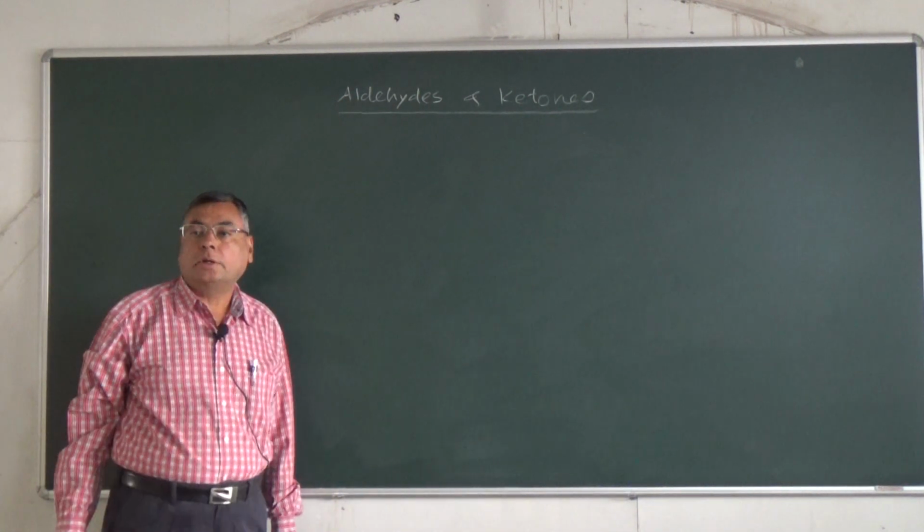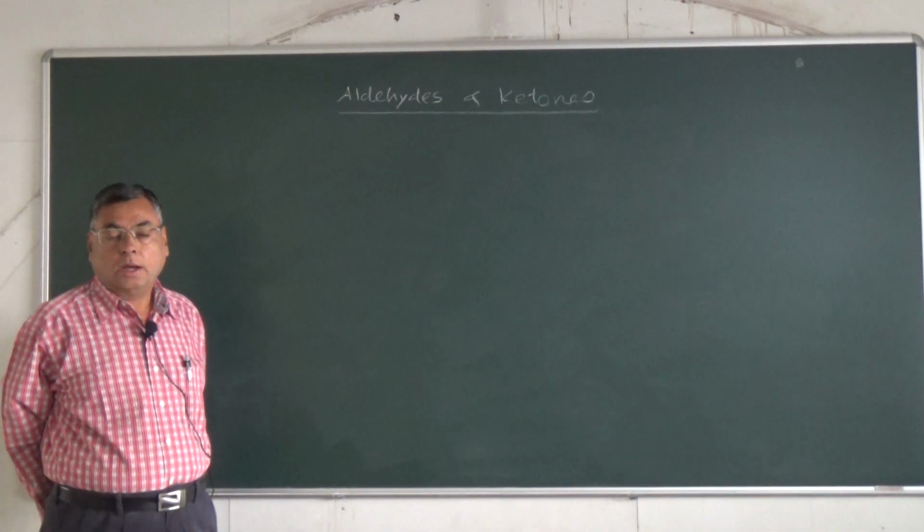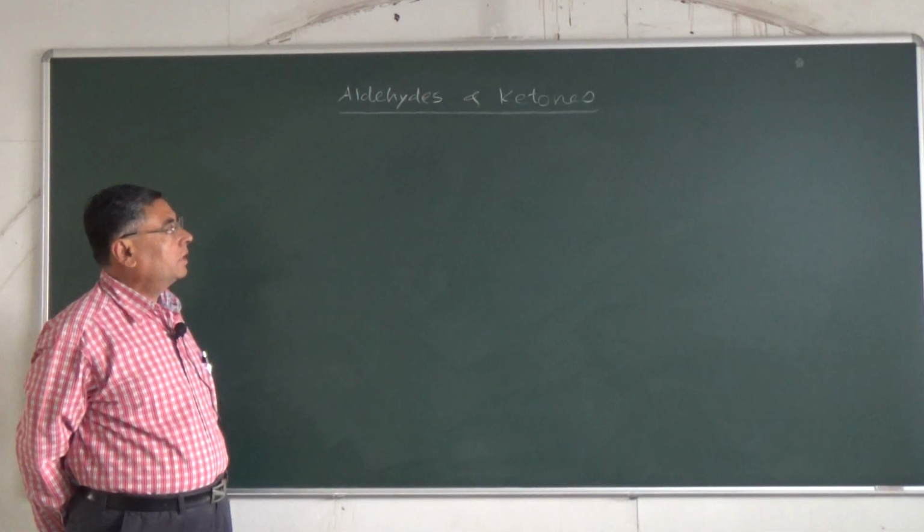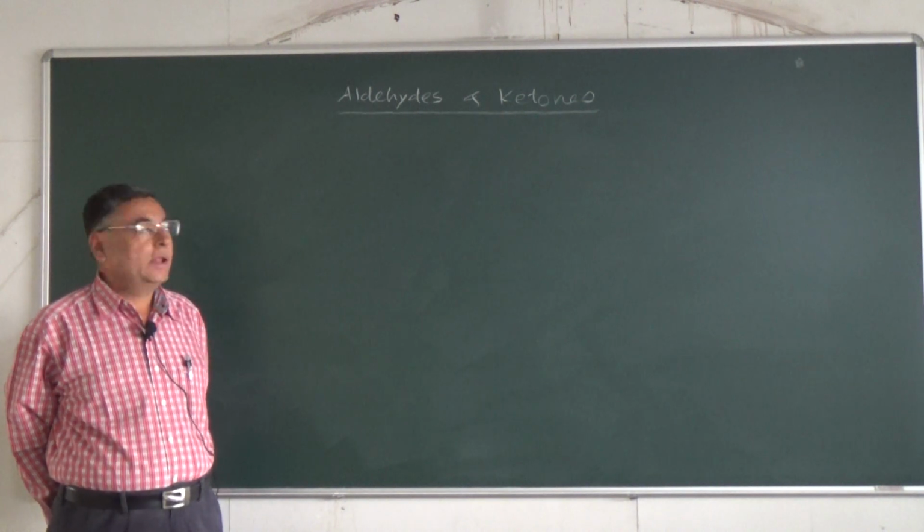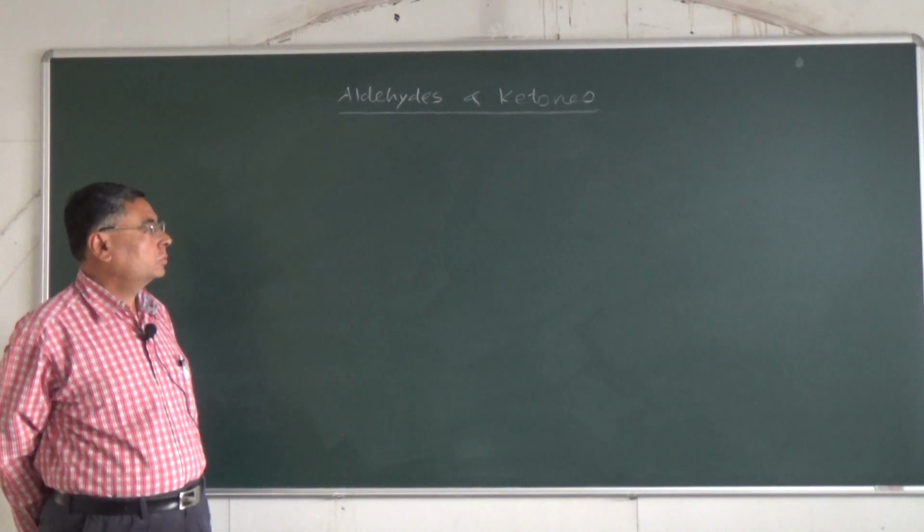Next important chapter is aldehydes and ketones. Again a biggest chapter, just like haloalkanes and haloarenes. Aldehydes and ketones.